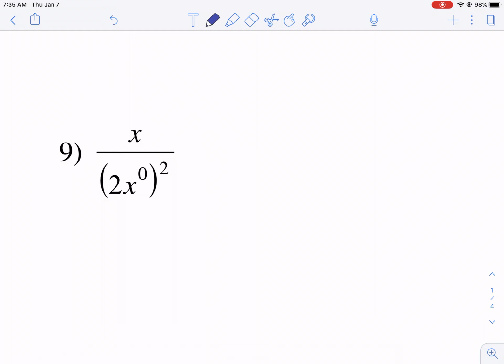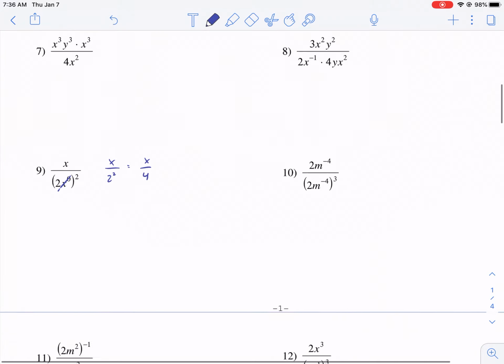Here, essentially, anytime you have a 0 exponent, you're going to cancel it out. It's just 1. So we have x over 2 squared, which is 4. So we have x over 4. That's a simple one there.